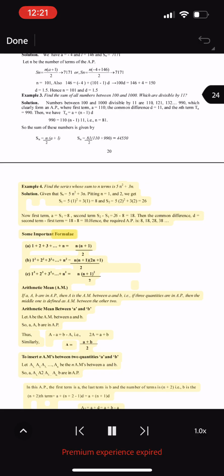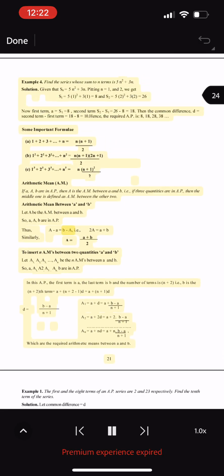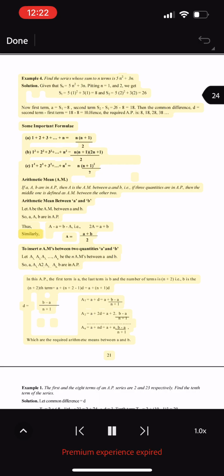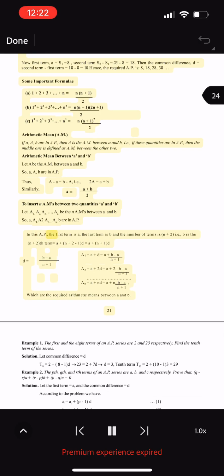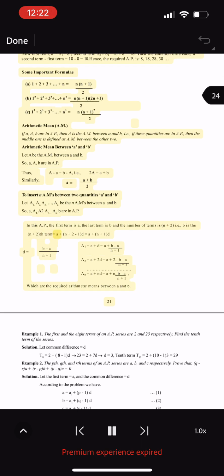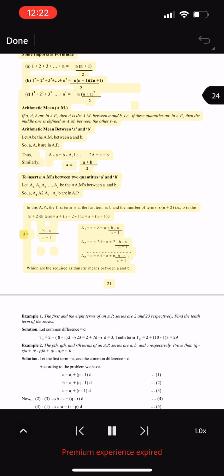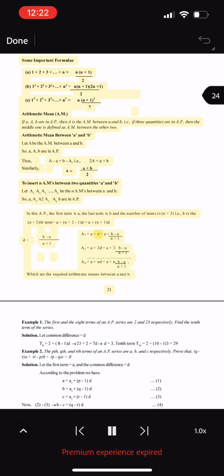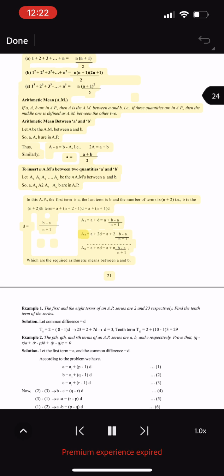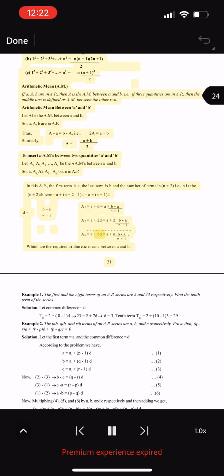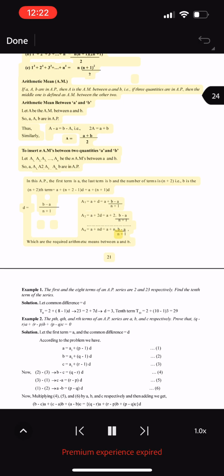Thus, A equals (a + b)/2, i.e., 2A equals a plus b. Similarly, in this AP the first term is a, the last term is b and the number of terms is n plus 2, i.e., b is the (n + 2)th term equals a plus (n + 2 - 1)d equals a plus (n + 1)d, which gives d = (b - a)/(n + 1). The required arithmetic means between a and b are A1 equals a plus d equals a + (b - a)/(n + 1), A2 equals a plus 2d equals a + 2(b - a)/(n + 1), ..., An equals a plus nd equals a + n(b - a)/(n + 1).